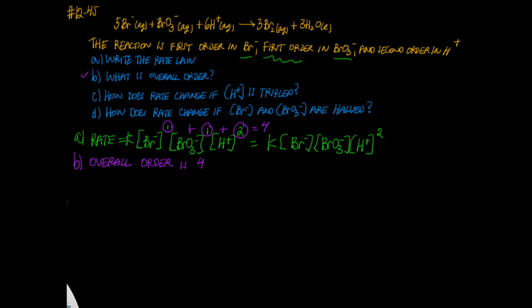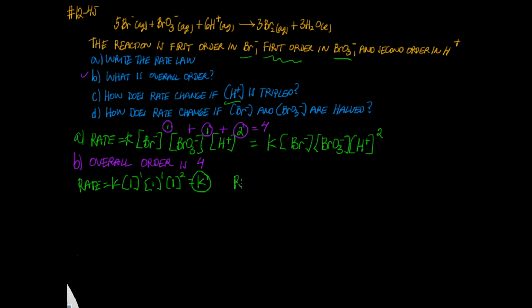Now let's start thinking about some of these other questions here. We've got question C, how does the rate change if H plus is tripled? So let's compare before and after. So let's take our rate law and just plug in 1 for all the concentrations. Okay, so 1 squared times k, that's just equal to k.